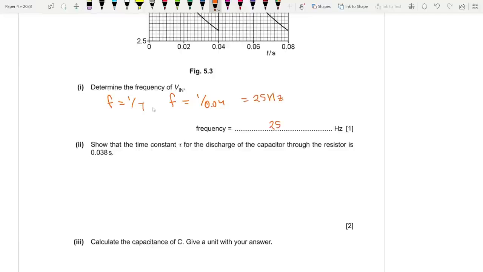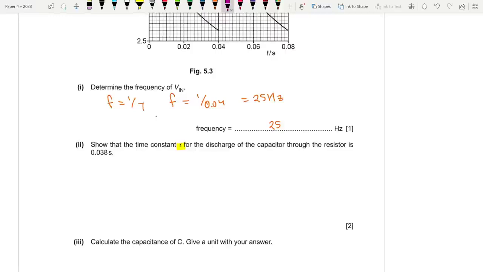Show that the time constant tau for the discharge of the capacitor through the resistor is 0.038 seconds. Okay, so this is the new addition to the syllabus starting from 2022. Tau is actually equal to RC. Tau, this symbol over here, is equal to RC.